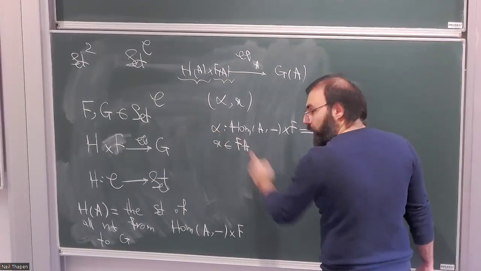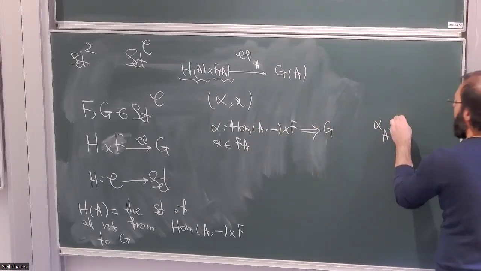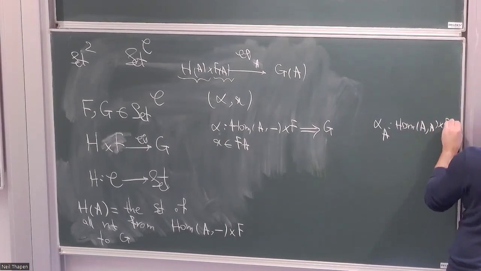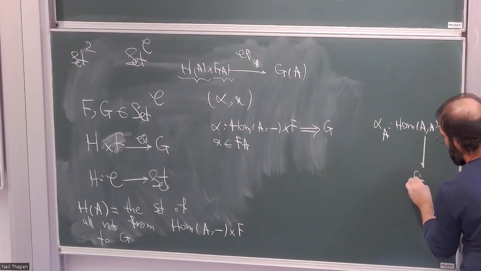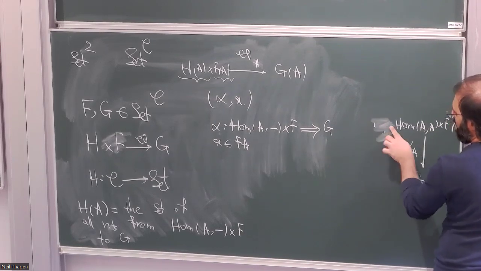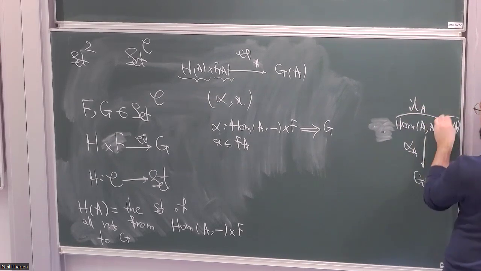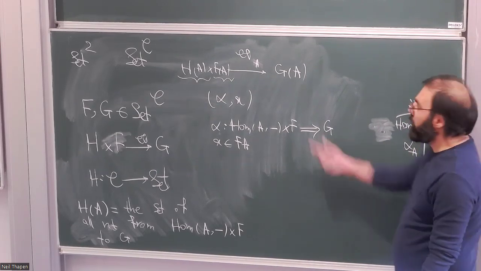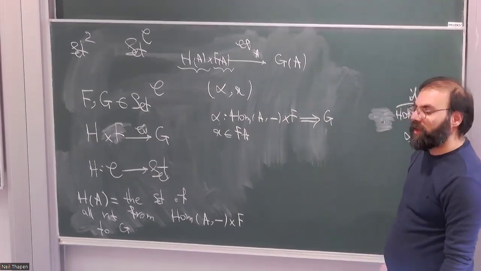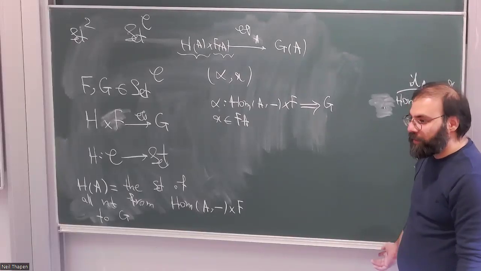So you compute alpha A. It would be from hom(A, A) times FA to GA, right? Pick identity here, pick X here, you get something in G of A. Very natural, right? Okay. Lesson 1.